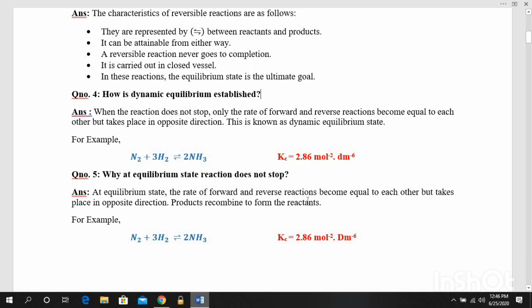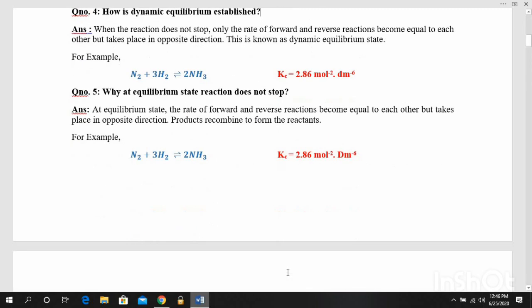Products recombine to form the reactants, because in dynamic equilibrium, things are happening. Reactants are converted into products and products are converted into reactants. Things are happening at the same rate. The rates equalize, but they are taking place in opposite directions. Again, the example is the production of ammonia and the decomposition of ammonia into hydrogen and nitrogen.